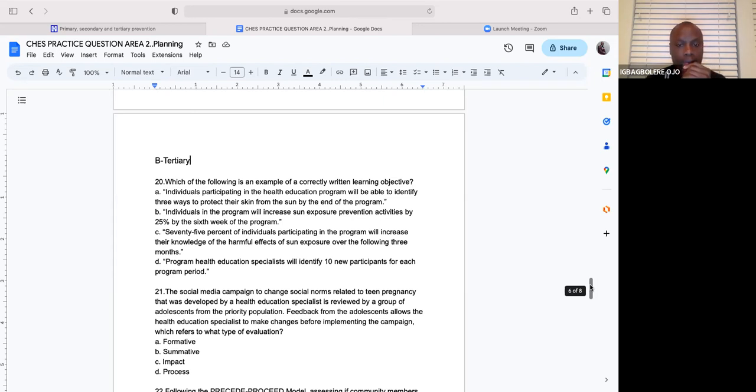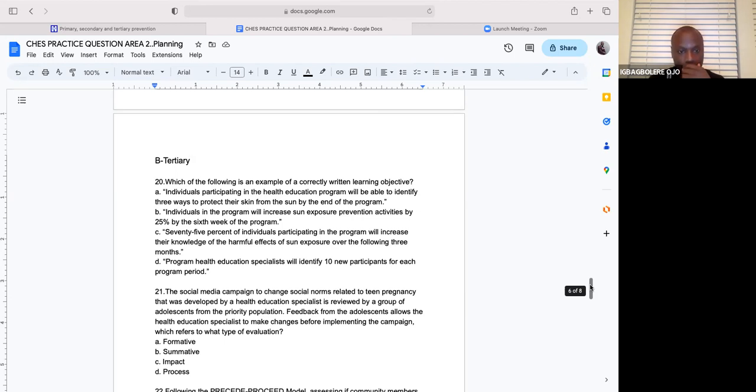Option A, individuals participating in the health program will be able to identify 3 ways to protect their skin from the sun. Okay. Individuals in the program will increase sun exposure prevention activities by 25% by the 6th week of the program. That really sounds like a smart objective.